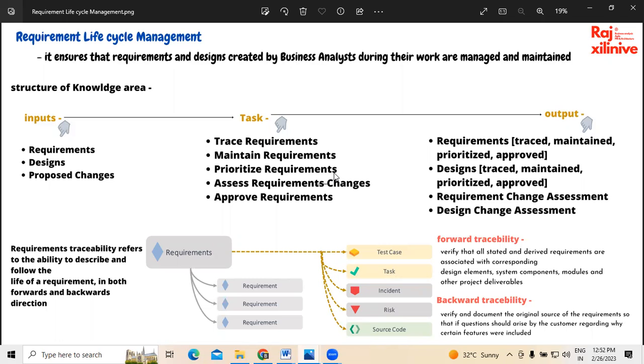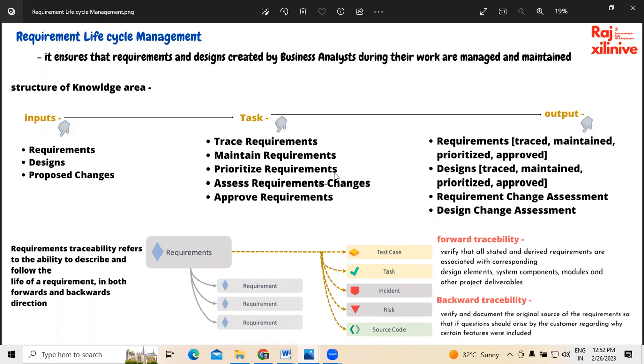After that, approval of requirements. Whatever requirements were approved will be documented officially, and those documents will be given to the technical team to work on. But before that, there is another concept called requirements analysis and design definition. Requirements analysis and design definition means here how to document the requirements is what we are learning.